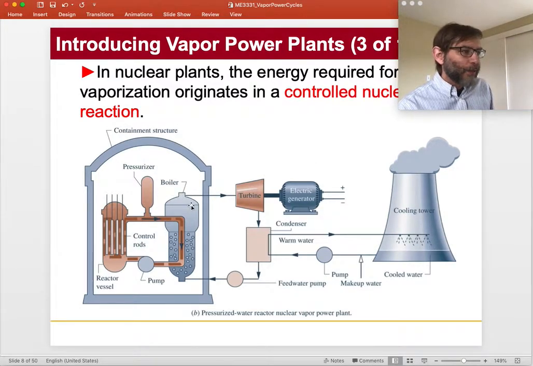So this is like the boiler here. This is the control rods, where they heat up the water and all sorts of stuff.